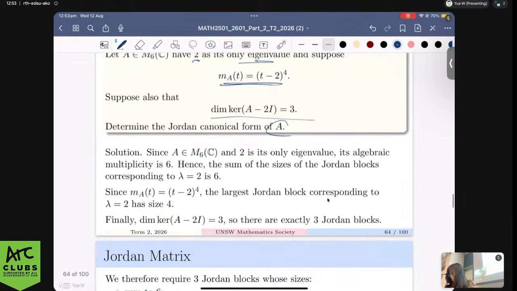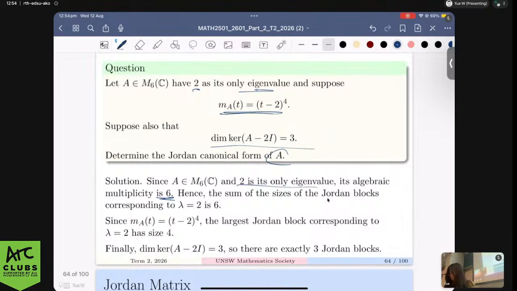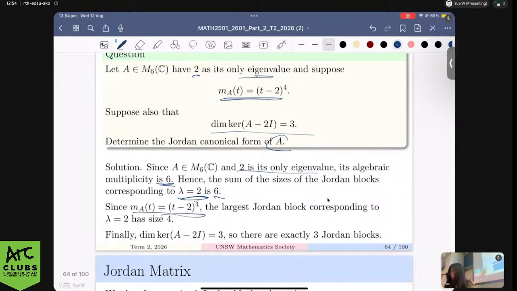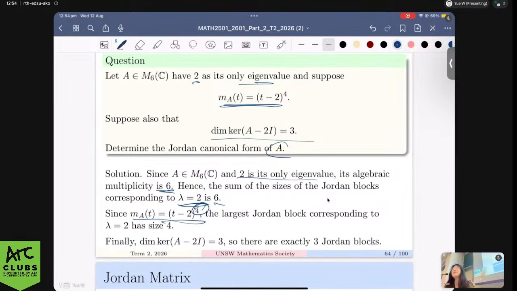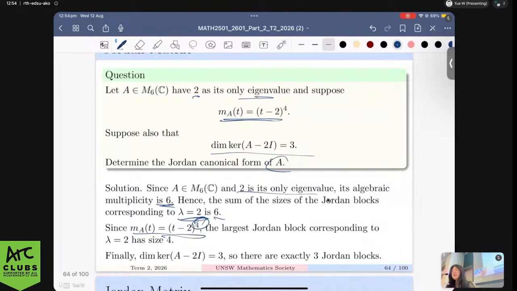Then I guess first what we can know is that because 2 is its only eigenvalue, its algebraic multiplicity has to equal 6, right? So what I can say is that the sum of the sizes of the Jordan blocks corresponding to lambda is equal to 2 is 6. And because the minimal polynomial is t minus 2 to the 4, the largest Jordan block corresponding to lambda is equal to 2 is just the power of this, which is 4. And then if we consider the dimension of the kernel of A minus 2I, this is equal to 3. So what that means is that there would be exactly 3 Jordan blocks.